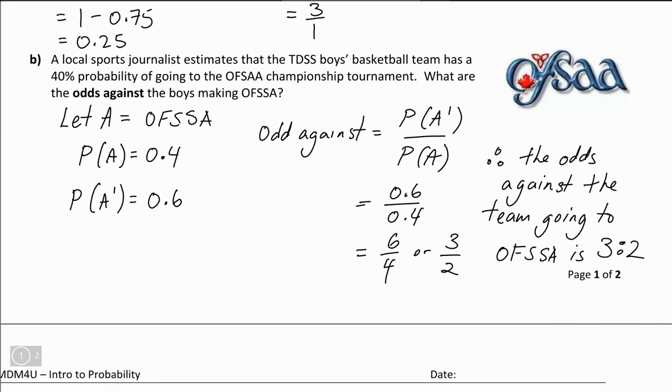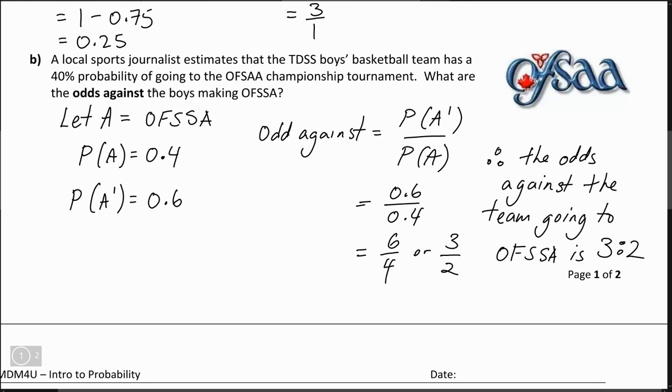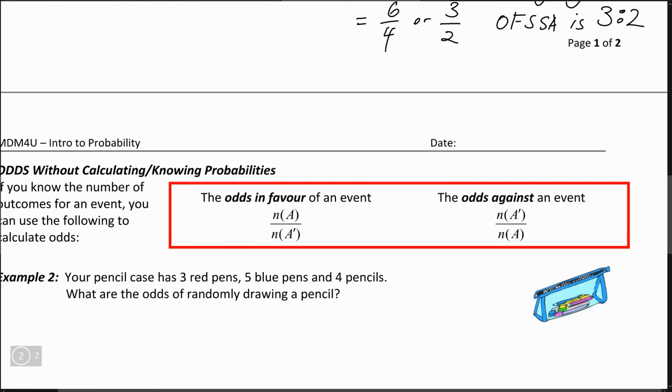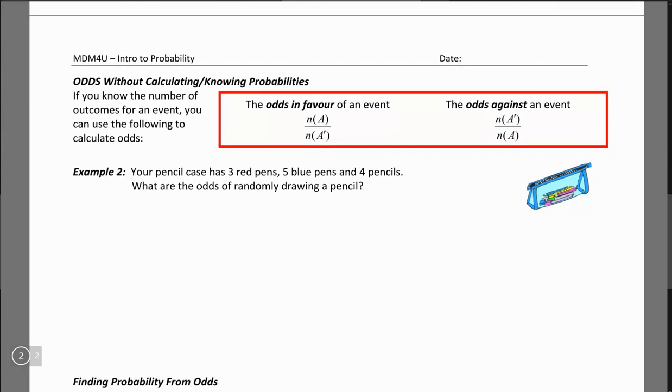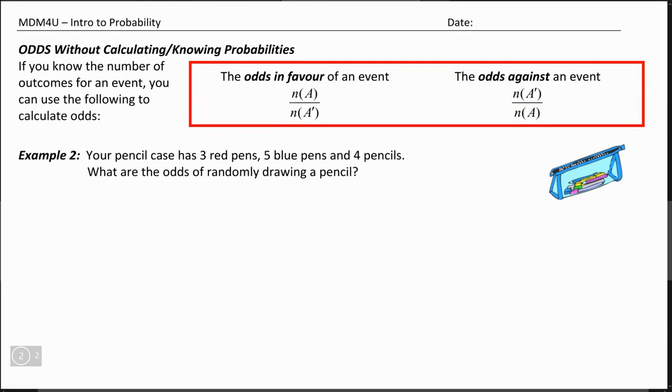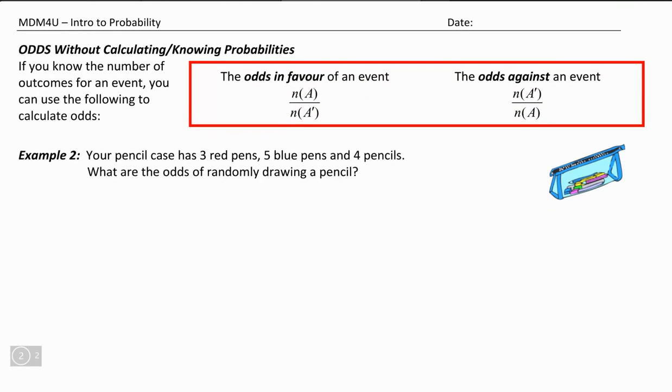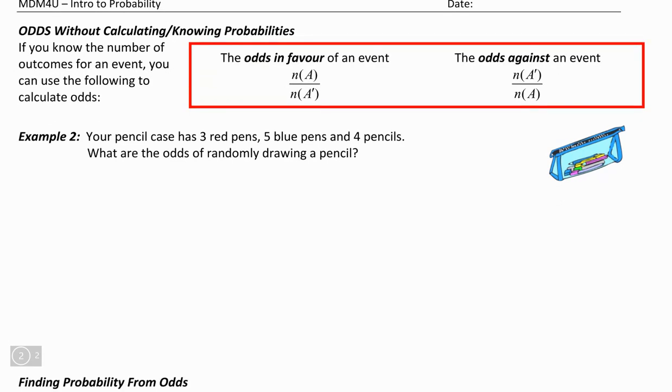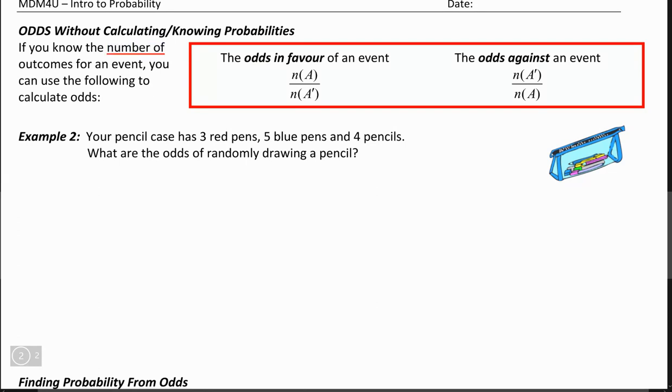Okay, so let's keep this in mind. 3 to 2 means there's, out of 5 parts, well, 3 parts chance of getting to OFSAA and 2 parts chance of not getting to OFSAA. That's what that means. Okay. So odds without calculating or knowing the probabilities. So if you don't know the probabilities, you can still calculate odds. You can calculate odds simply knowing the number of outcomes for an event. So I'm just going to highlight this part. If you know the number of outcomes for an event, then you can calculate the odds very easily.